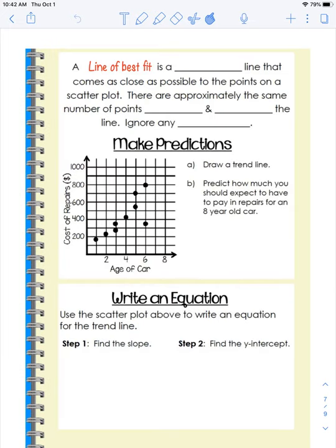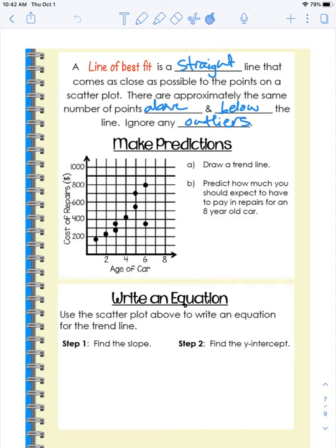Well, that's a new word. A line of best fit is a straight line that comes as close as possible to the points on a scatter plot. There are approximately the same number of points above and below the line. This is, of course, ignoring any outliers. All right, so let's make predictions.